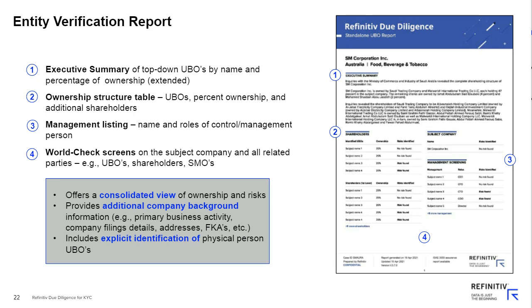So these reports provide a concise, consolidated view of the company, in terms of background, in terms of their business activity, their company filing details, addresses, FKAs, a consolidated view in the body of the report of the actual current corporate registry filings, as well as the explicit identification of UBOs, once again, following the regulatory guidance around UBO thresholds being 25%, unlimited in terms of levels of shareholders or numbers of shareholders. We do have an add-on wherein you can basically uplift the threshold to 10% or 5% if you would like, obviously at an incremental cost.